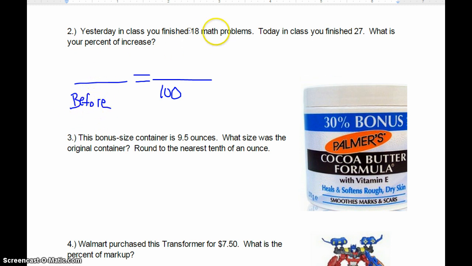In this case, the before amount is 18 math problems. That was yesterday. So whatever I'm comparing it to the before amount of 18 problems. So today I finished 27. And I'm asking you for the percent of increase. I'm just putting an arrow for increase. Okay? Since I want percent of increase here, that means on this side, I need to find the amount of increase.